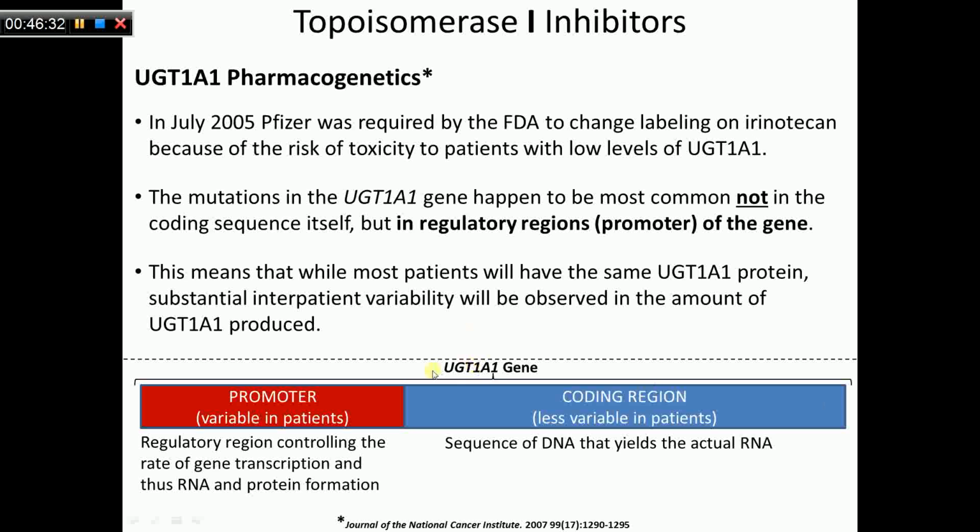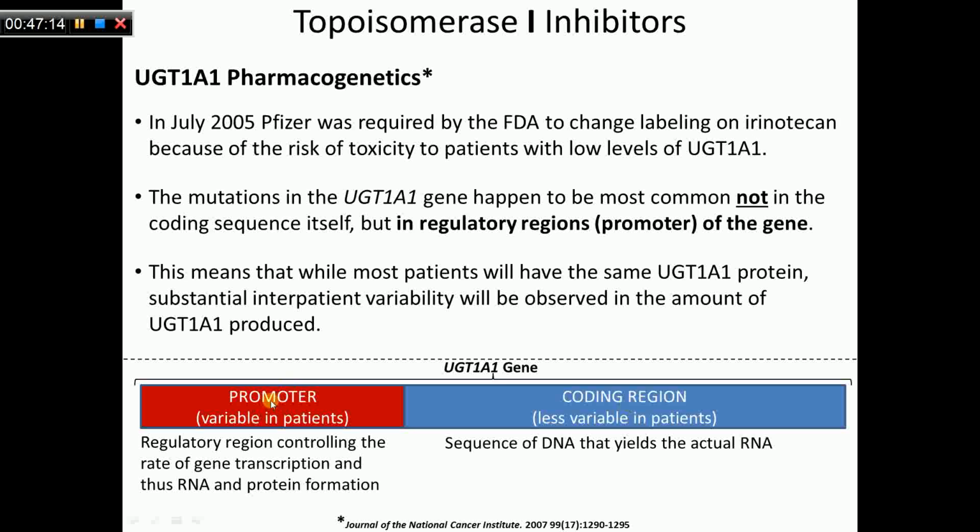But UGT1A1 is different because there are no common mutations in humans in the coding region altering its function. Okay, so people that have a mutation have the same exact amino acid sequence as someone who doesn't have the mutation. That's because the mutation is in the promoter region. Okay, the promoter region, I hope you had this in Bio 121, and I hope you remember it. But the promoter region in DNA, that's the piece of DNA that's not transcribed into RNA. The sole purpose of the promoter is to determine the rate at which the coding region is transcribed.